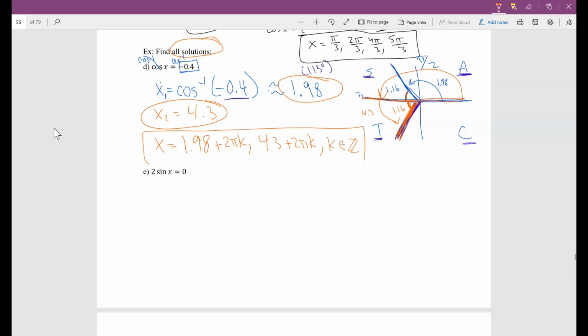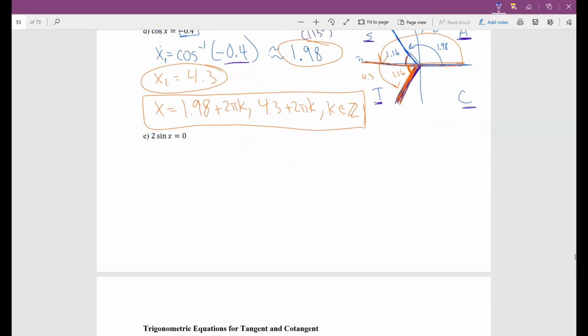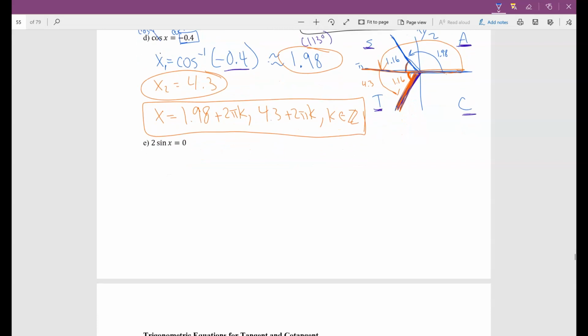Okay, so that is my solution. Okay, so a little bit involved. Okay, so now let's do the next problem. I have 2 sine x is equal to 0. Okay, so let's solve for sine first.